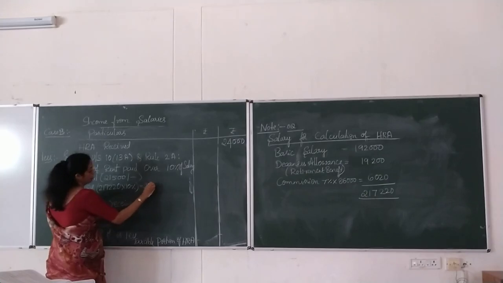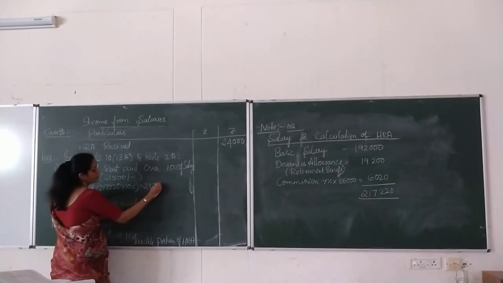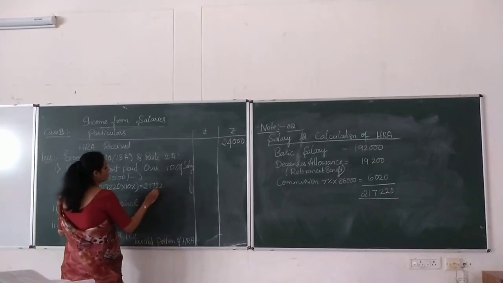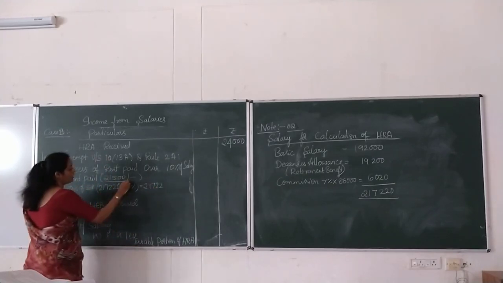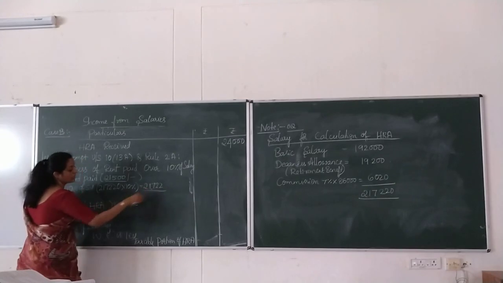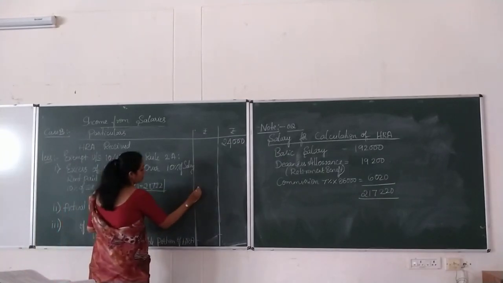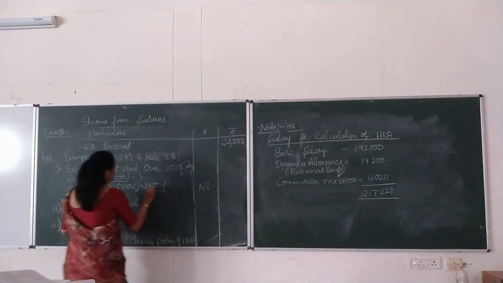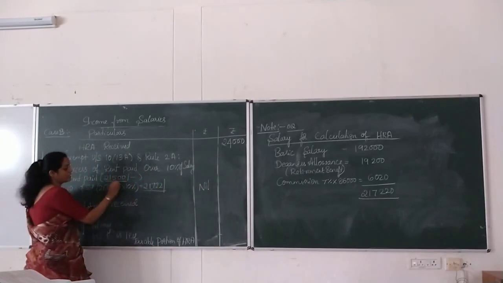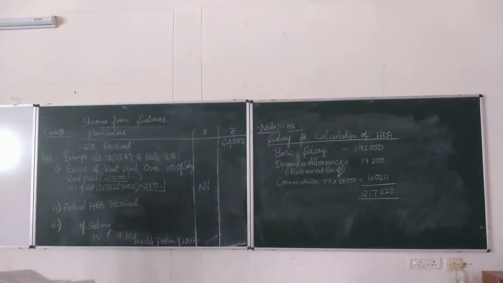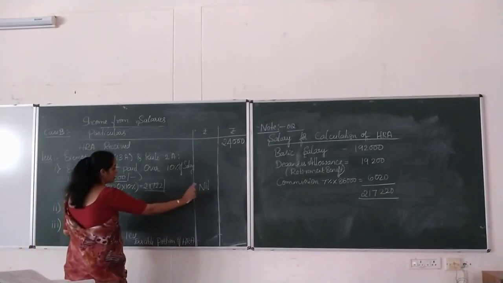21,722. Okay, 21,722. 21,500 is less than 21,722, right? So we should not consider it here. It is nil. Getting right? This is less, this is more, right? Even if the difference is just 200 rupees, the rent is less. Correct? So we should not consider it. Take it as nil.